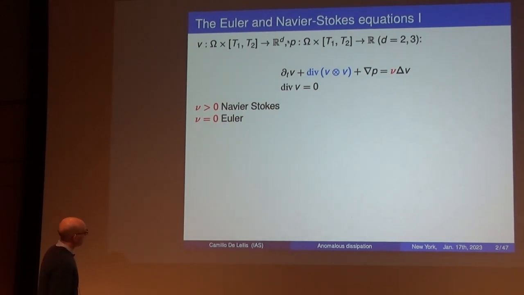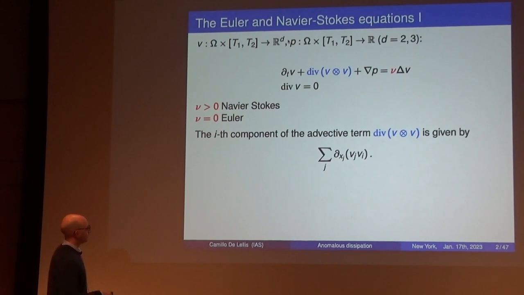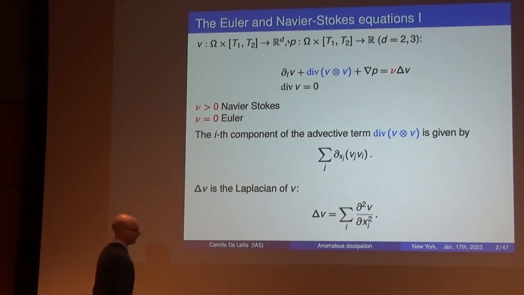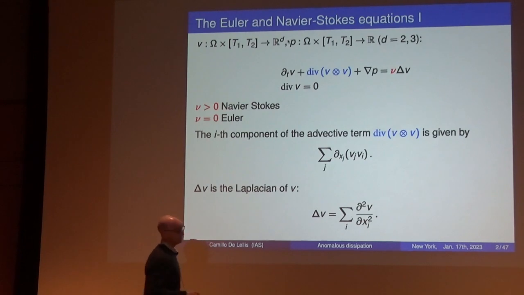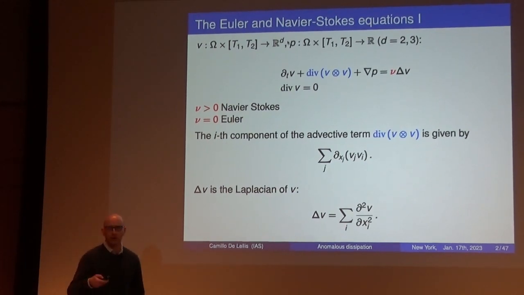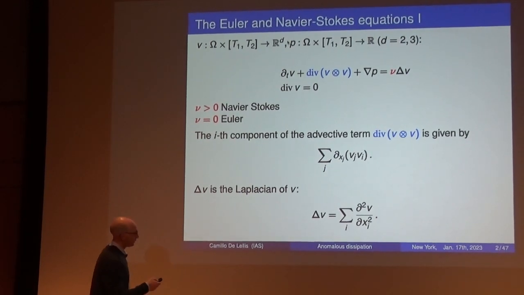So nu bigger than zero, nu is a real parameter. If it is positive, we are talking about the Navier-Stokes equation, and if it is equal to zero, we are talking about the Euler equations. And the blue term, which is the nonlinearity in this partial differential equation, is what is called the advective term. It's given in components, so it's a vector, and I write it as the divergence of a matrix, given in components by that formula over there. Although most likely you have seen it written with this component staying outside over here, which, if you have a smooth vector field, is just an effect of the divergence free condition. And delta V is the usual Laplacian, so it's the sum of the homogeneous second order derivatives in the coordinates.